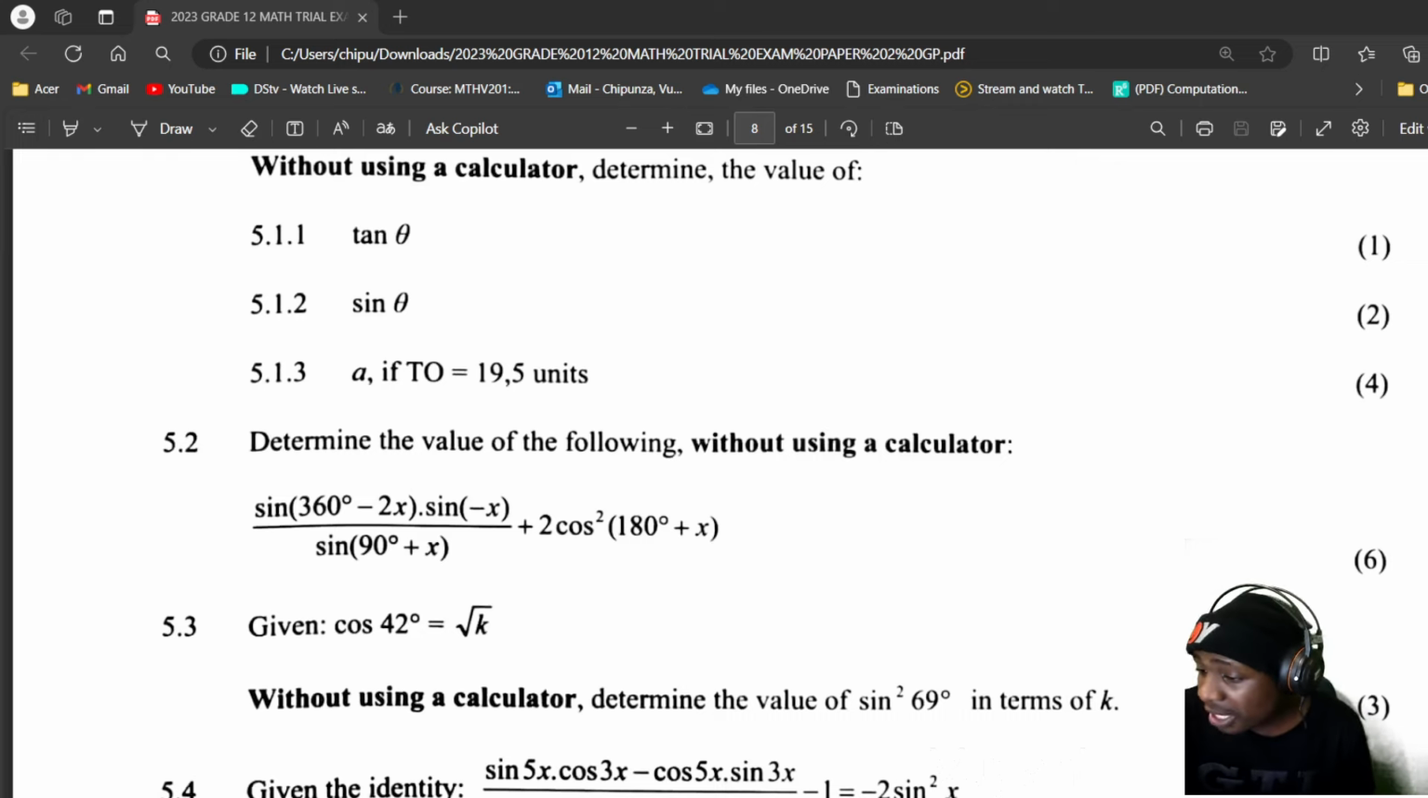Okay, so now they are giving us sine of 360 degrees minus 2x times sine of negative x, divided by sine of 90 degrees plus x, plus 2 cos squared of 180 degrees plus x. Now we can see that this is where we need to apply our reduction formula.